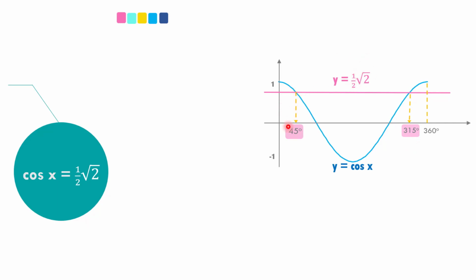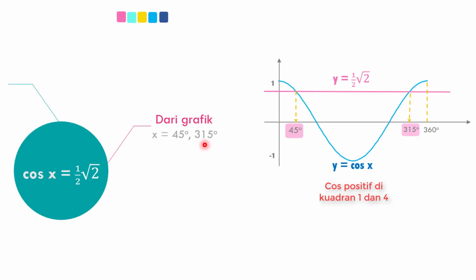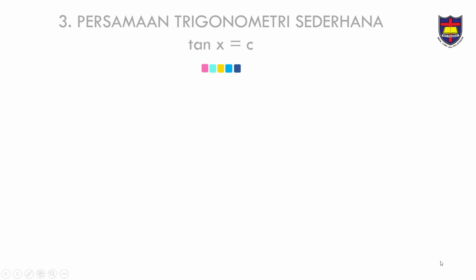So at those values of x, the value of y will be a half square root of 2, and this confirms that the cos value is positive in quadrant 1 and in quadrant 4. Then graphically we obtain that the solutions are 45 and 315.